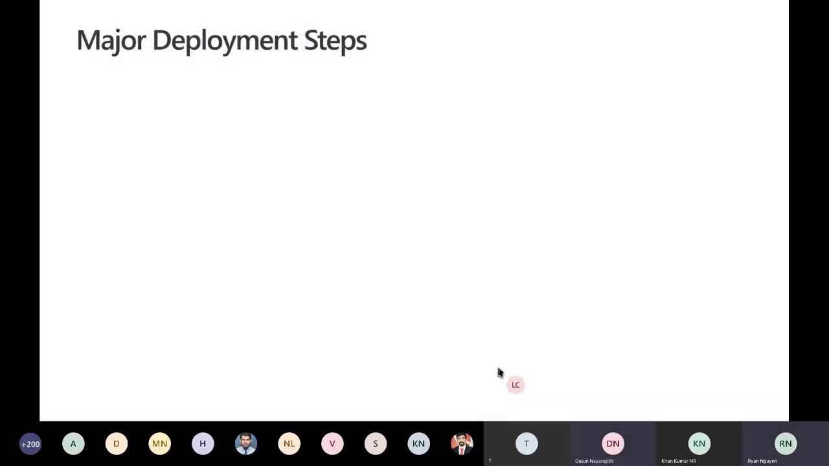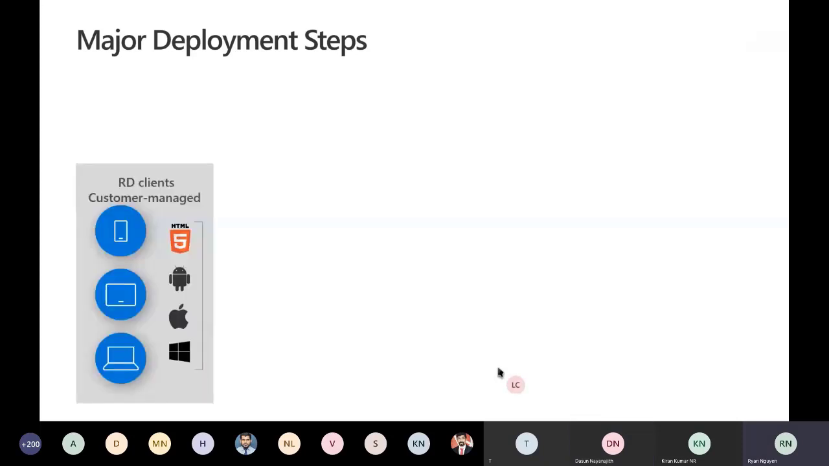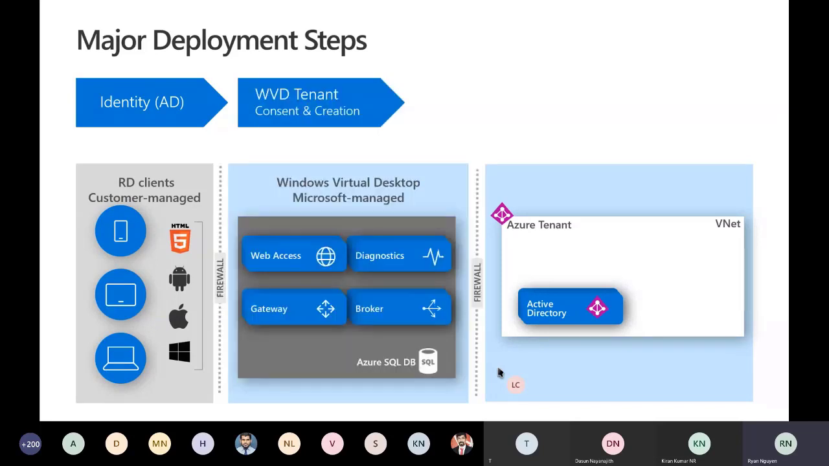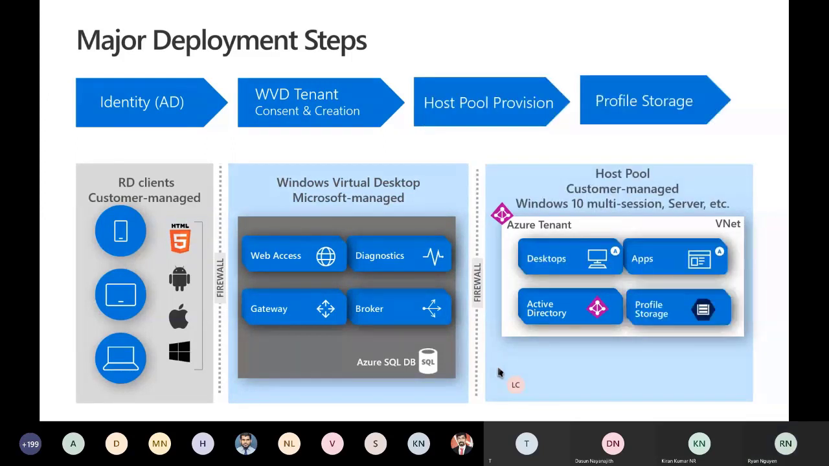So we have the major deployment steps that you need to look into. The first step I mentioned is identity. Choose the right identity strategy. Make sure that you have the right permission and credential for the right user, right? And then you go to create a tenant, you provision the host pool, and then you do some configuration with the profile storage.